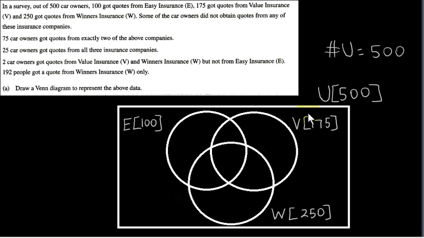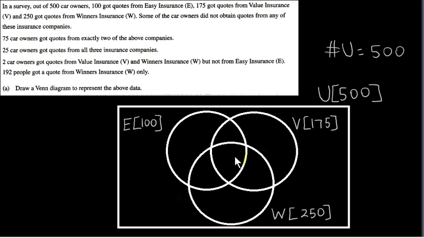So the universal set consists of three sets E, V, and W. E is the set of those car owners that got quotes from Easy Insurance. We can see that there are 100 of them. Similarly here, this set represents the number of car owners out of the 500 that got quotes from V, or Value Insurance. And 250 of the 500 car owners got quotes from W, Winners Insurance. So there are 250 elements inside this circle. Again, we don't list them obviously, we just write the number of elements inside W in square brackets.